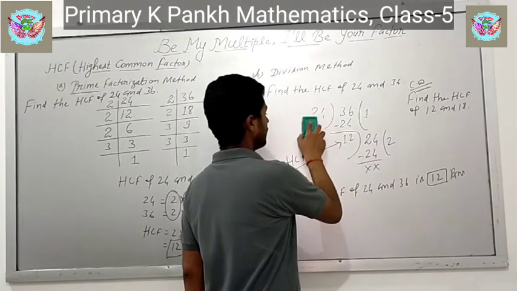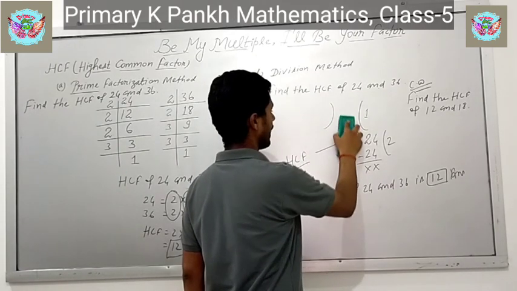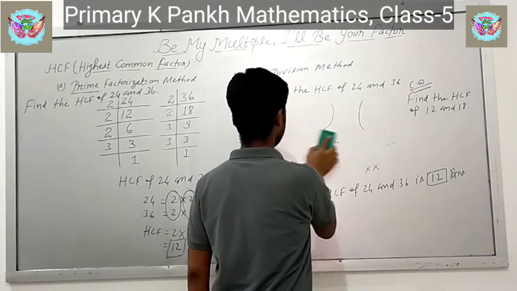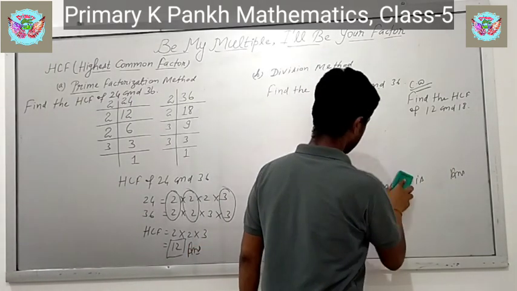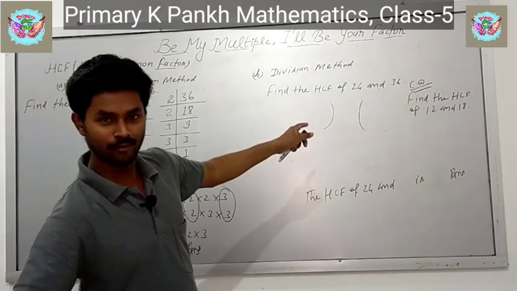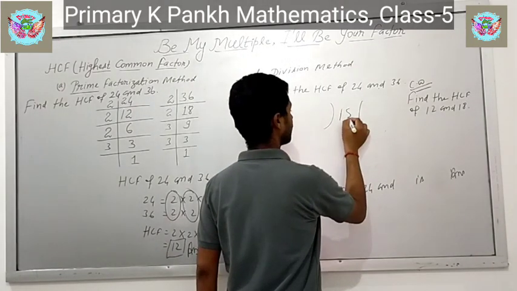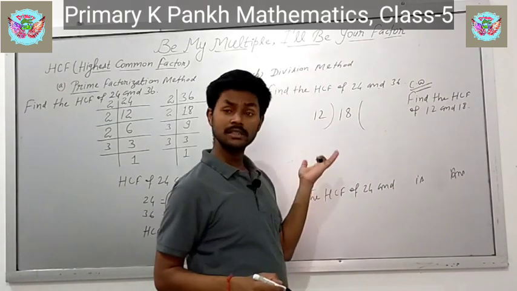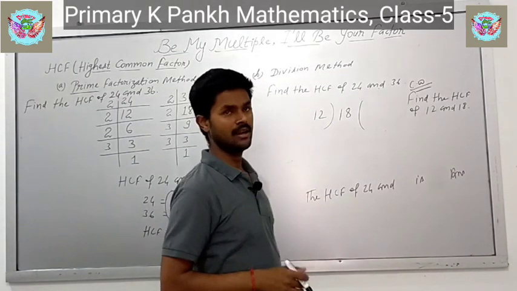Now I am going to erase the HCF of 24 and 36 because we have to find the HCF of 12 and 18. So now look here, the HCF of 12 and 18. If you have found the HCF of 12 and 18, then you can match your answer on the whiteboard. First of all, write the larger number in the bracket and write the smaller number as the divisor. So your larger number will be the dividend and your smaller number will be the divisor.